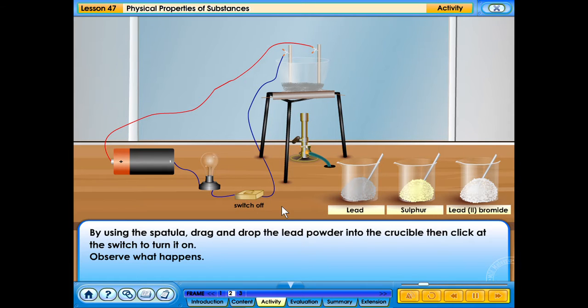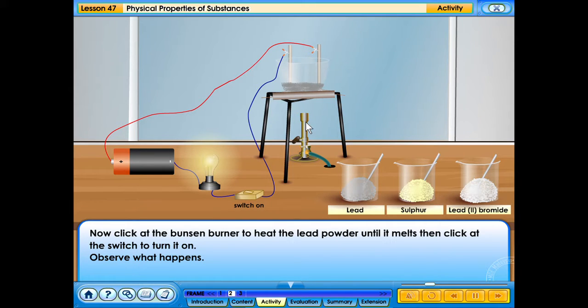Now click at the Bunsen burner to heat the lead powder until it melts. Then click at the switch to turn it on. Observe what happens.